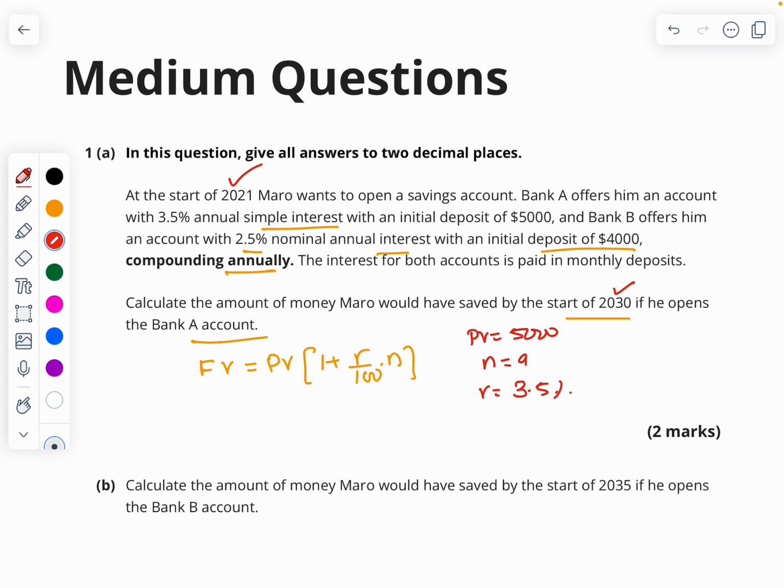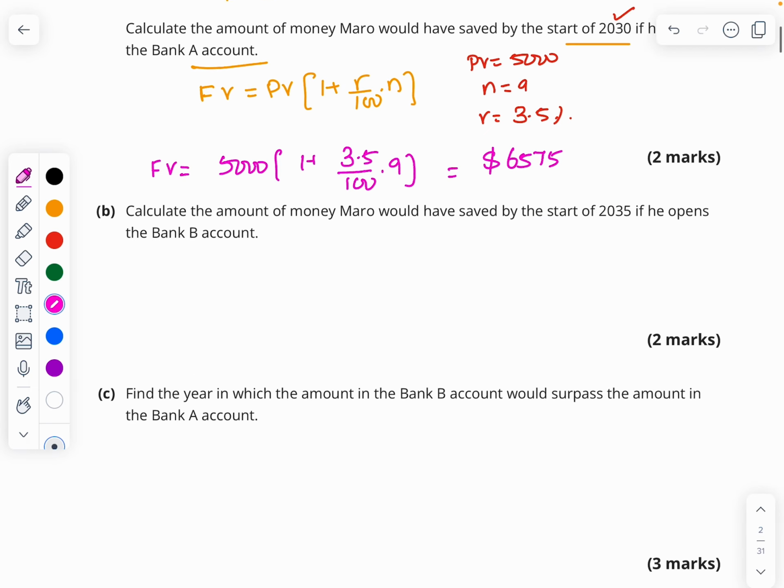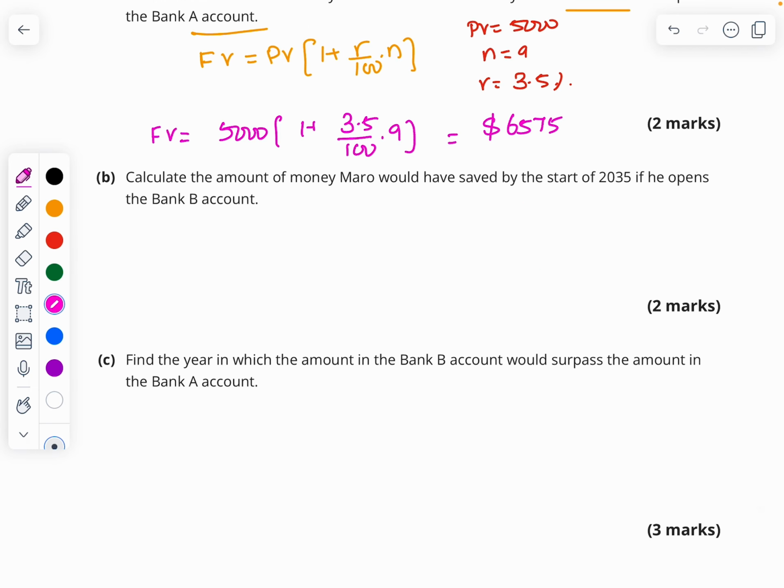Now substitute those values. The future value is 5,000 times 1 plus 3.5 upon 100 times 9. Then you will be getting the answer 6,575.